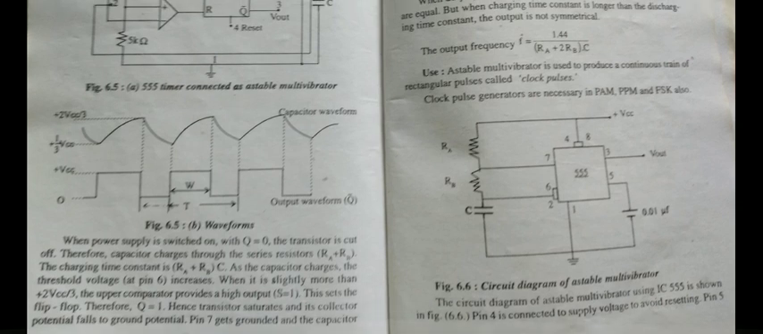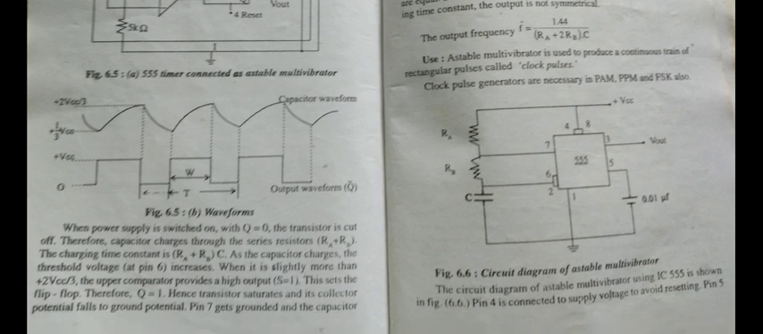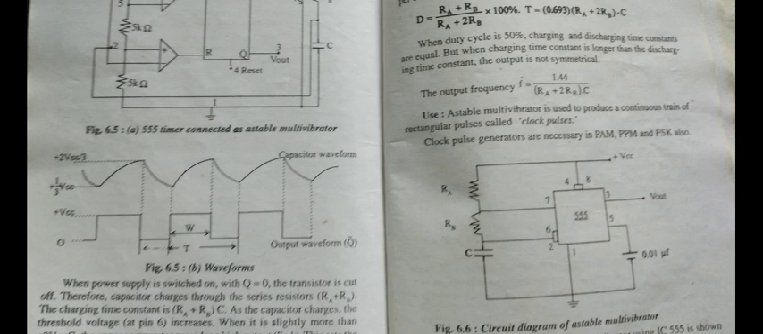Then comes duty cycle. Duty cycle is equal to D, which is equal to W upon T. T is equal to T on plus T off. Now what is T on and T off? Here W is considered as T on and the remaining part of T is called T off. So if you want to calculate, T off is equal to T minus W. So duty cycle D is equal to W upon T into 100. Depending upon RA and RB, the duty cycle varies from 50% to 100%.